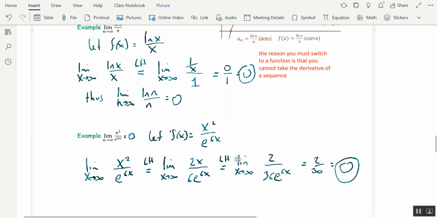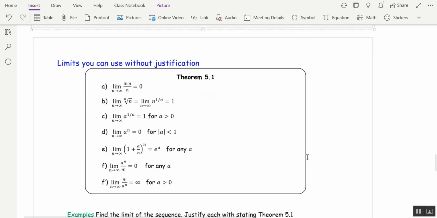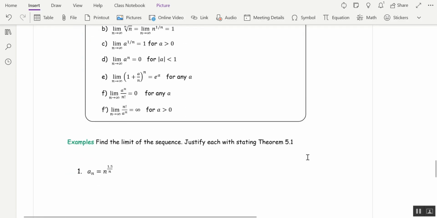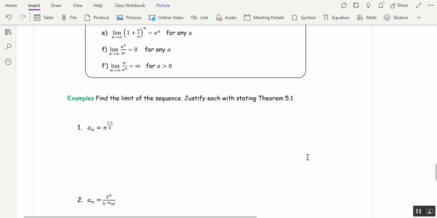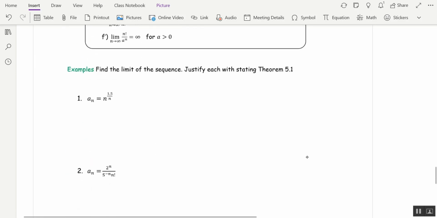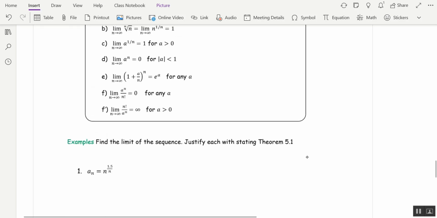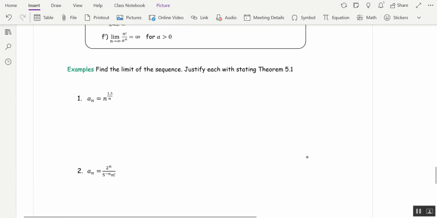All right, what limits can you use for free? These. You don't have to justify these. We've justified them all in Calc 1, so I'm not going to go through them again, but I am going to go through examples of using each one. So sometimes the sequence won't look exactly like something in that table. You have to do a little massage.